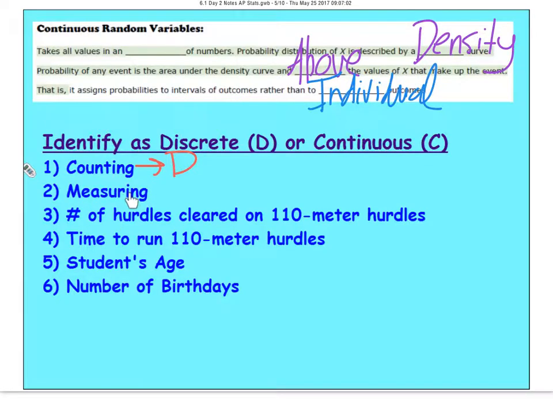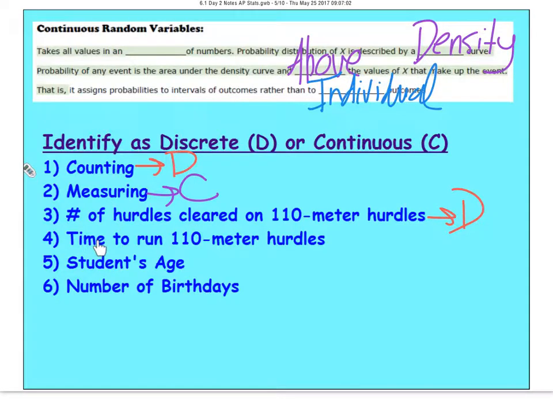If you're measuring something with a ruler, we could have 1.2 inches, 1.25 inches, 1.2567 inches. You could have an incomplete interval of measurements. So in this case, we are actually talking continuous. Number 3, the number of hurdles cleared on a 110-meter hurdles. This is about the count of hurdles. You can't clear 1.5 hurdles. You can only clear numerical counting calculations. So this is discrete.